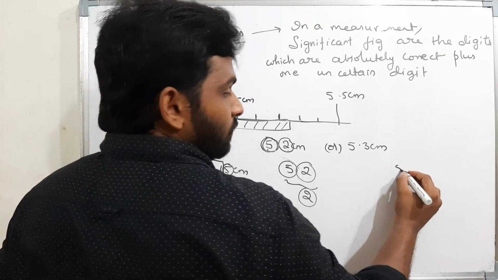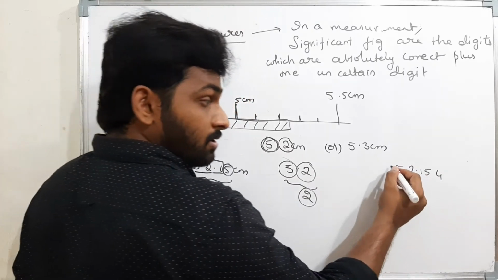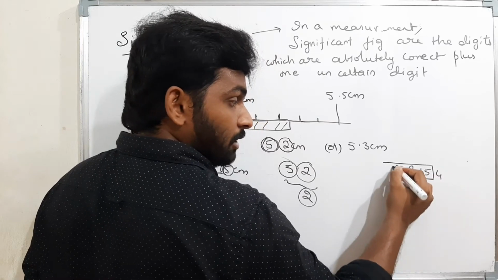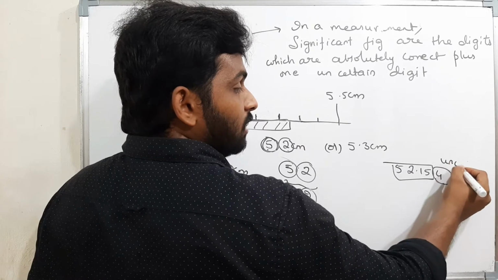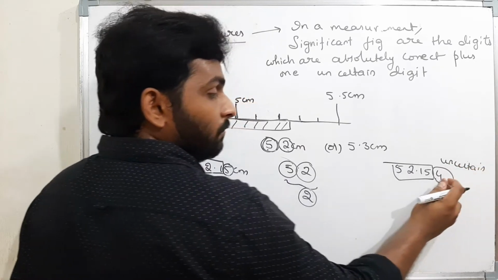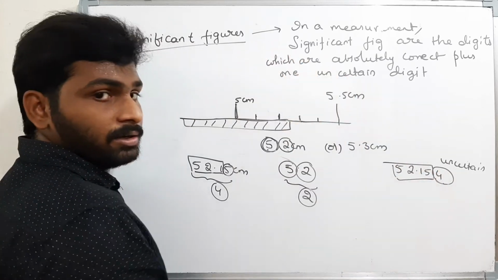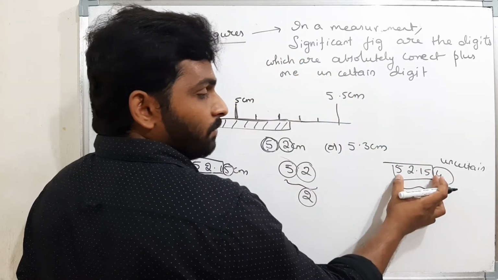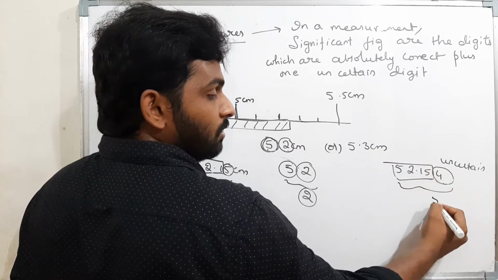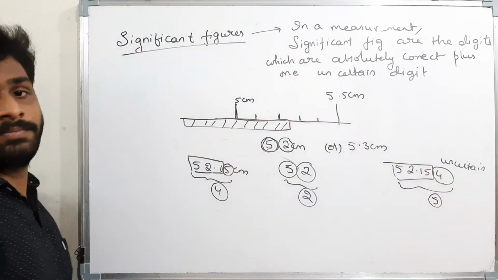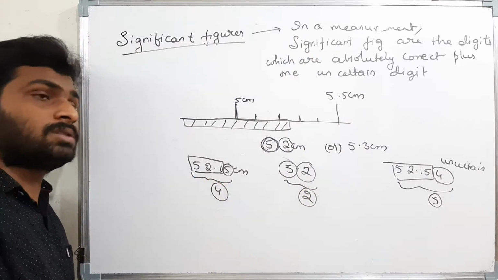Now see here, 52.154. I will say 52.15 is absolutely correct, with the last digit being an uncertain value. It may be 4, it may be 5 or it may be 3. But these values are 100% correct. Therefore, the number of significant figures is the absolutely correct values plus one uncertain value. That means 4 plus 1 is 5 significant figures. To find the number of significant figures, there are a few rules. Now we will see the rules one by one.